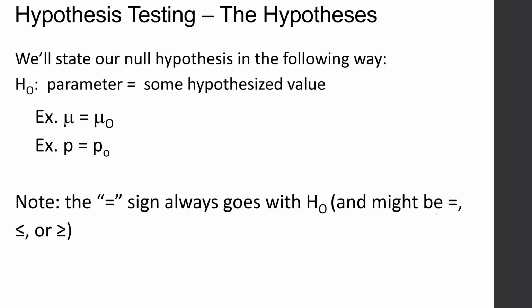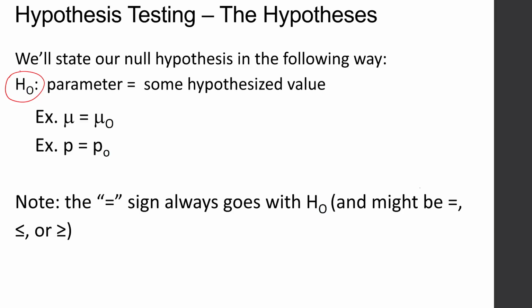We're going to state our null hypothesis in the following way. We'll write the symbol for the null hypothesis and put a colon after it. And it's going to be that a parameter equals some hypothesized value. So for example, mu equals some value mu naught, or p equals some value p naught. Notice that the equal sign always goes with the null hypothesis.